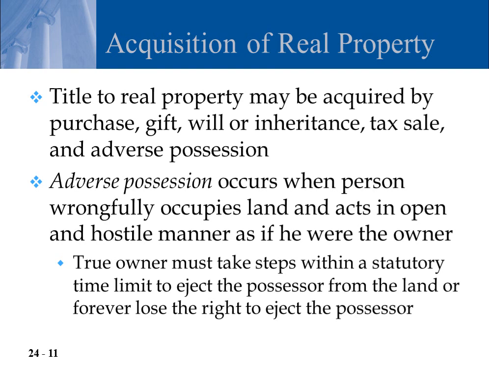Adverse possession occurs when a person wrongfully occupies land and acts in an open and hostile manner as if he were the owner, and the true owner must take steps within a statutory time limit to eject the possessor from the land or forever lose the right to eject the possessor. We don't see this a lot in the United States.